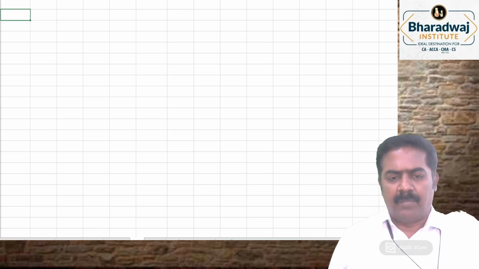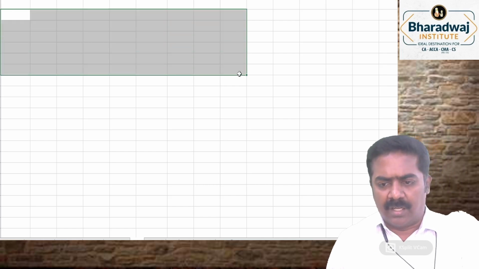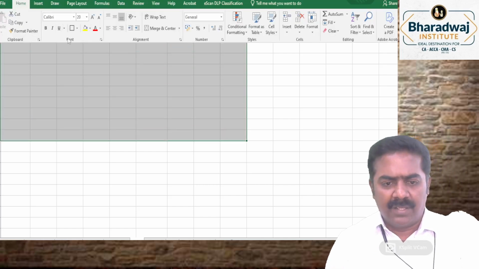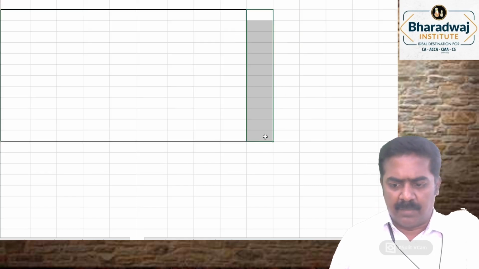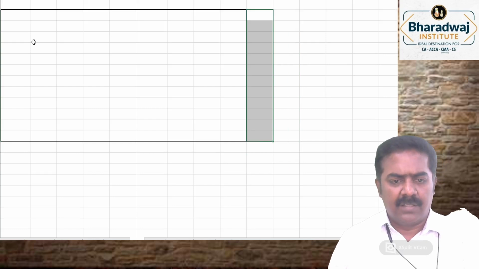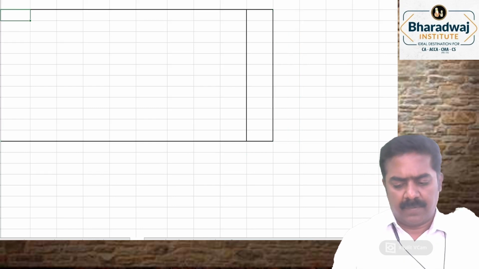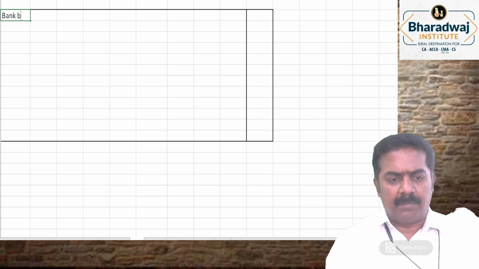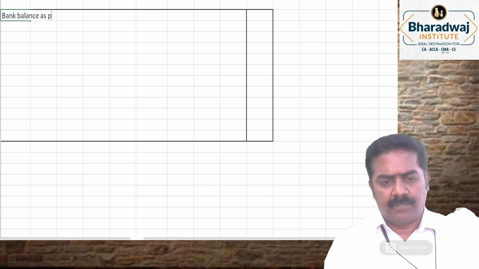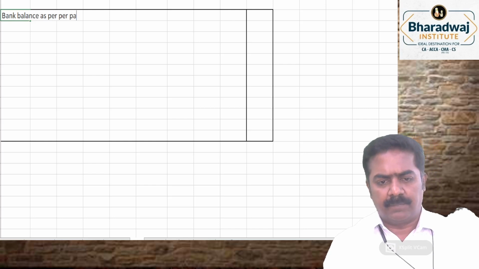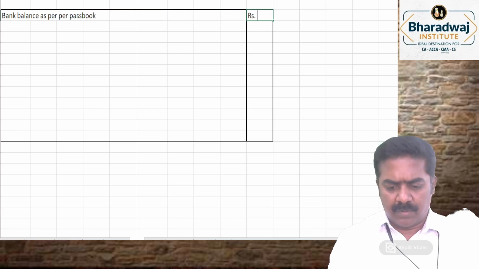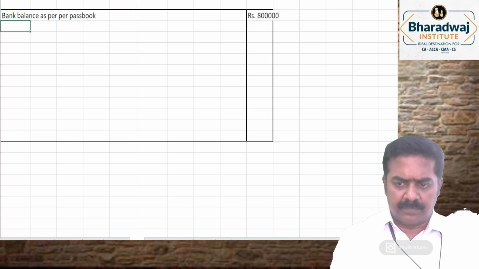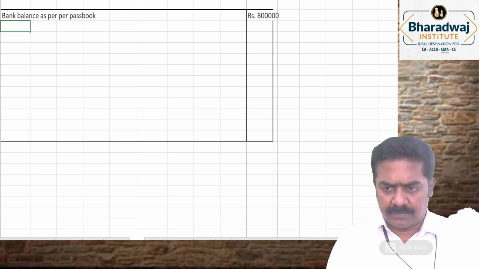Start. Maintain 2 columns. One lengthy column for the problem, and the last column for plus or minus, just for the answer. Start: bank balance as per passbook, rupees 80,000.